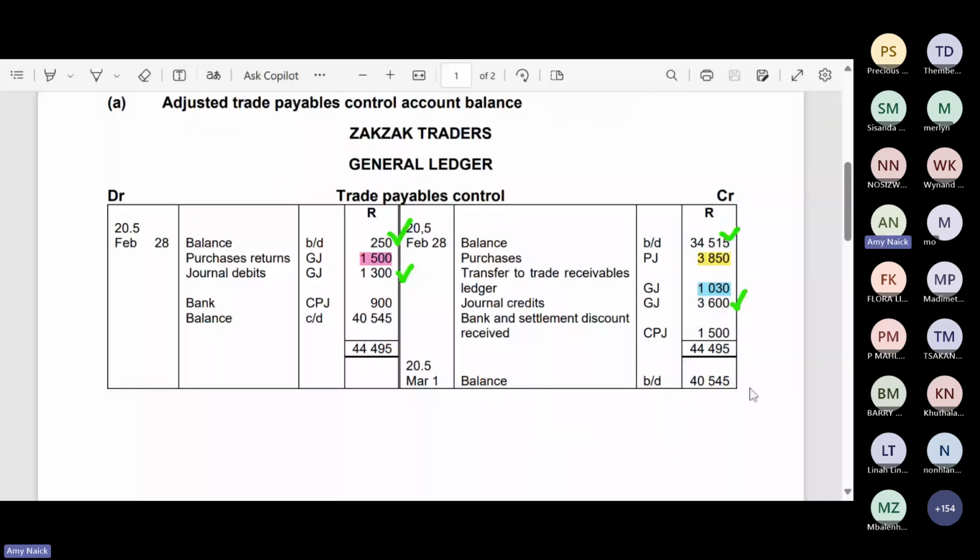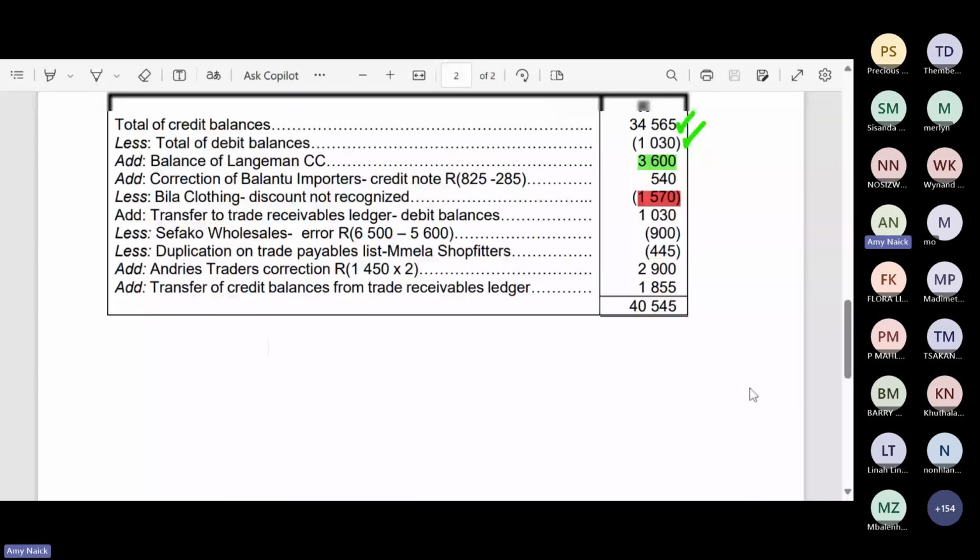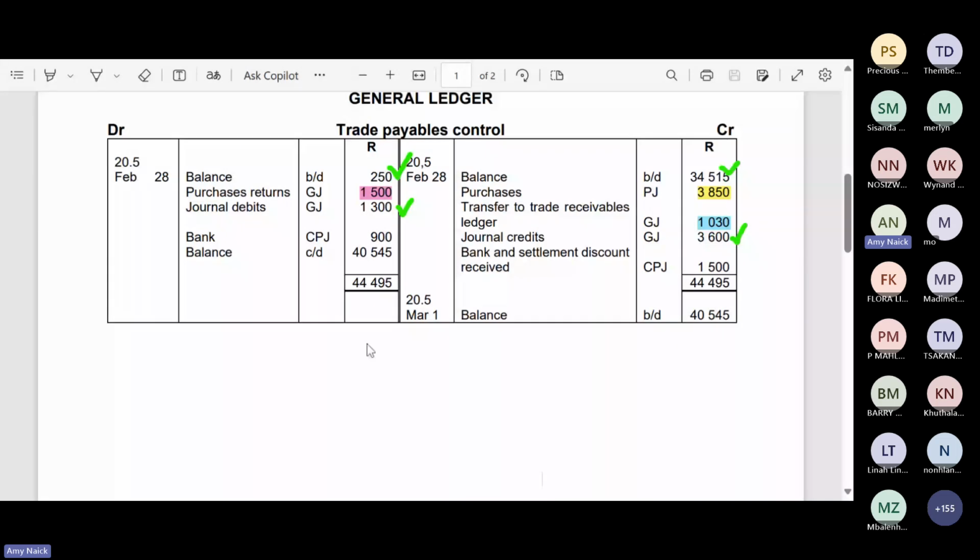So you'll see that basically agrees. Okay, so then if we look at the first transaction that we spoke about, they said the purchases were under cost by 3,850. So that means we didn't raise that creditor. So we are basically going to credit the payables control account with the 3,850. And remember, they also said the purchase return was under cost by 1,500. So we obviously need to bring that purchase return into the trade payables control account as well.